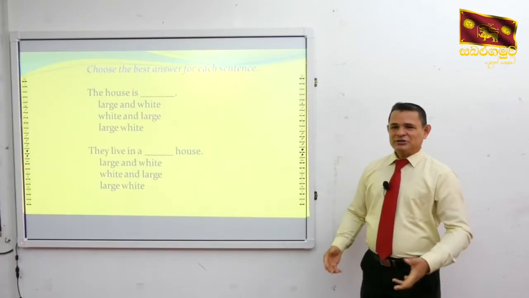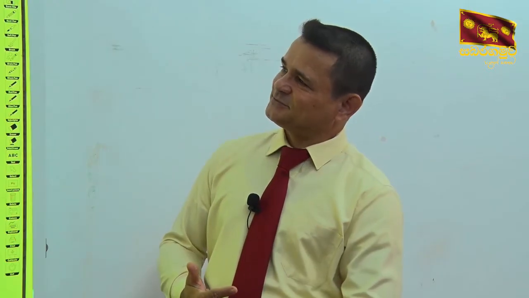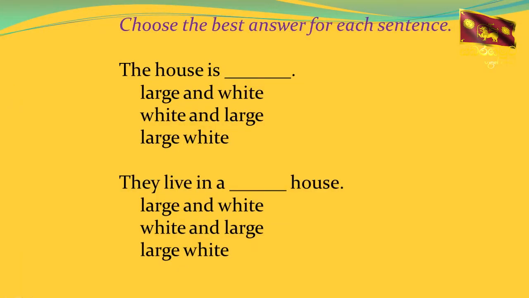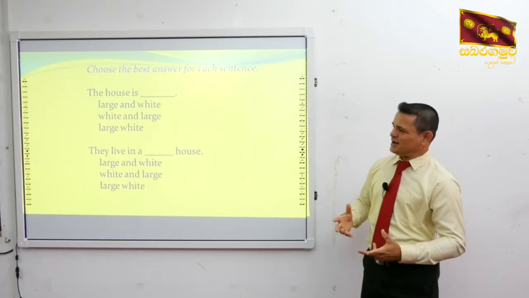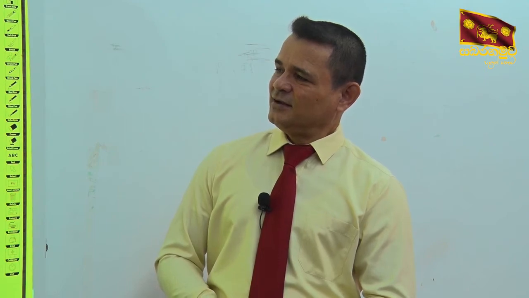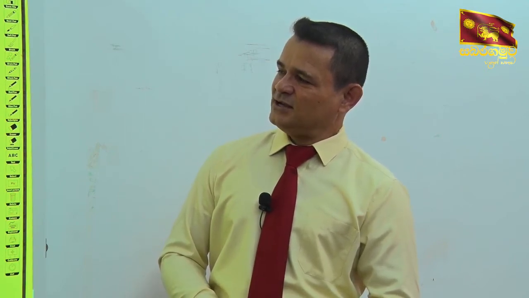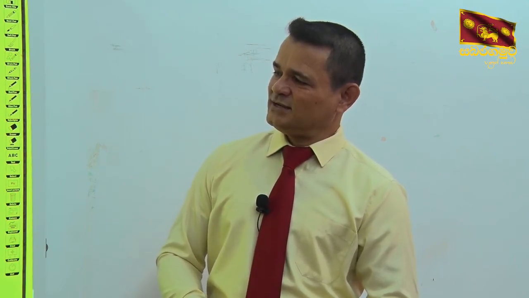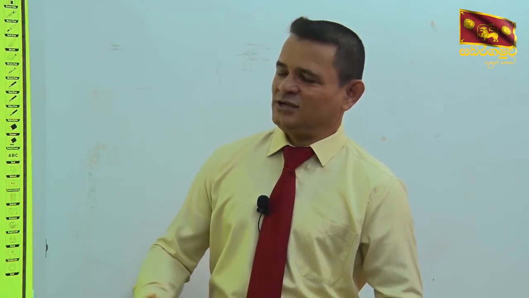And based on that knowledge, can you do this exercise? Choose the best answer for each sentence. First one: the house is large and white, or white and large, or large white. They live in a large and white house, or white and large house, or large white house. Which is correct?